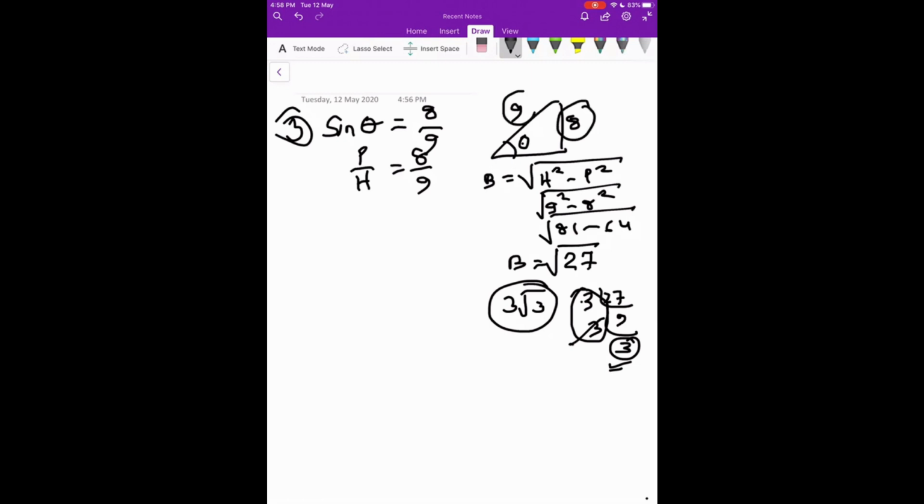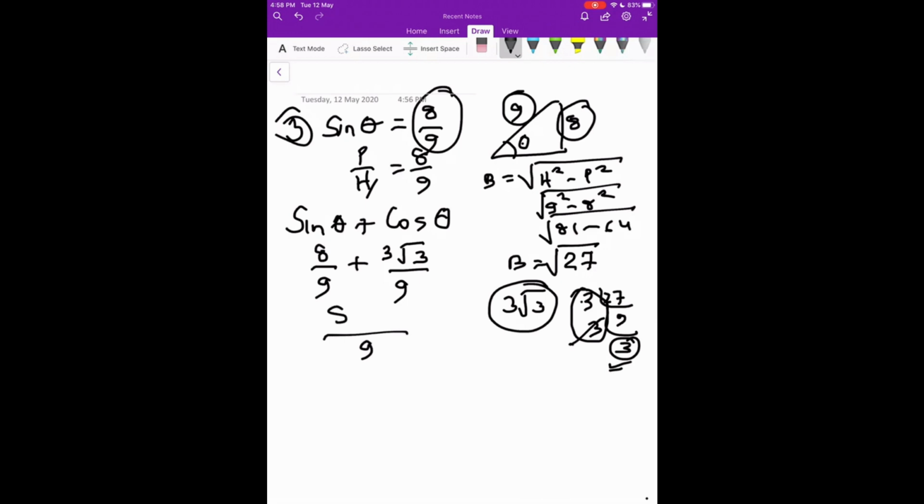Perpendicular is there and hypotenuse there. And the question is telling you to find the value of sine theta plus cos theta. That is what the question is asking you to find. So sine theta is already given to you. There it is. Sine theta is 8 by 9. So write it down as 8 by 9. And plus cos theta is base by hypotenuse. And your base is 3 root 3 and hypotenuse is 9. So taking the LCM as 9, this will be 8 plus 3 root 3. So this is the answer. 8 plus 3 root 3 by 9 is the value of sine theta plus cos theta.